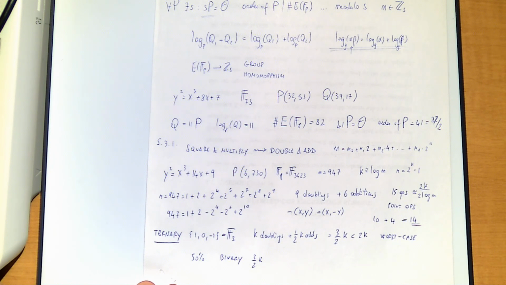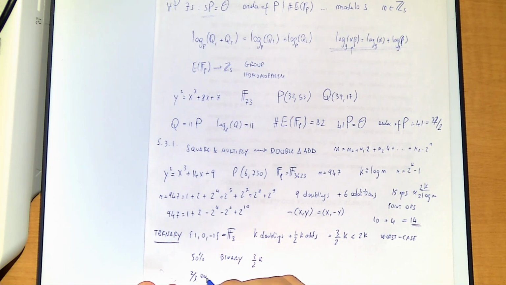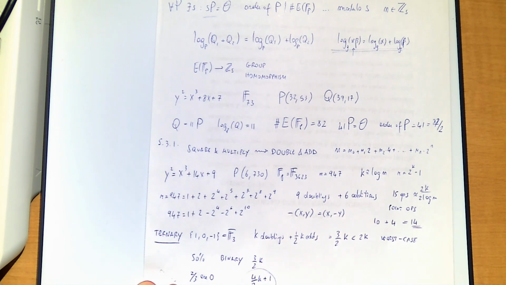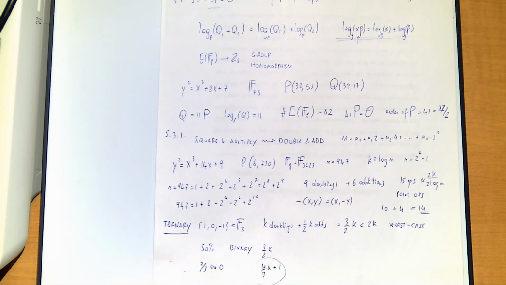That's because it's k doublings and the additions are half of them. But if you use the sums and differences, then in fact about 2/3 of the terms are 0. And so you can show that this will take you at most 4/3 k plus 1. And again, this is the smaller number.